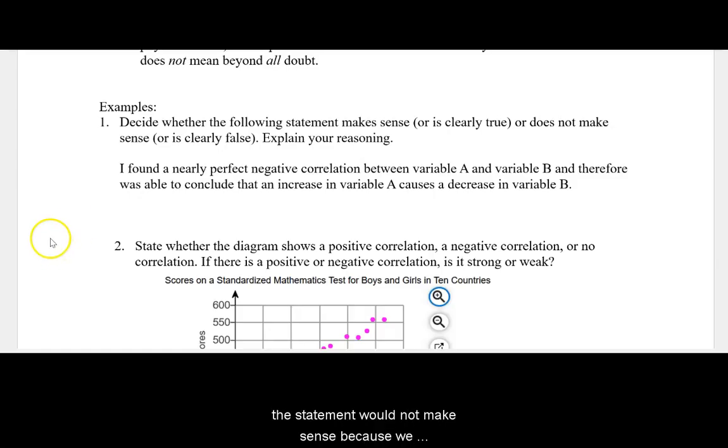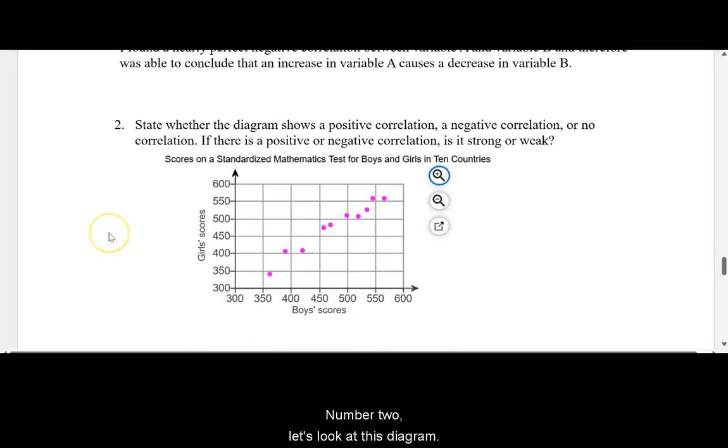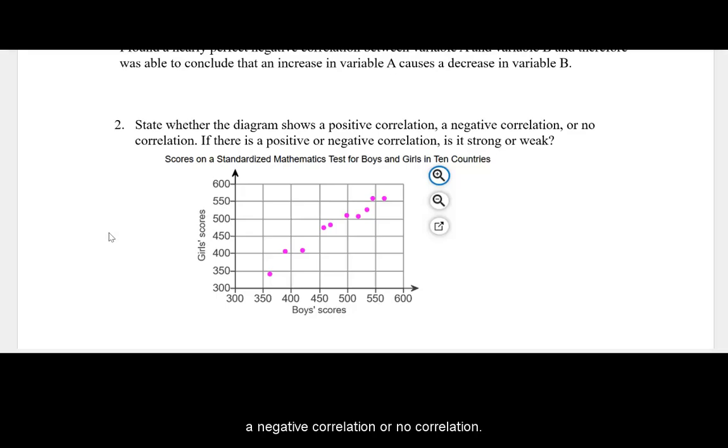So no, the statement would not make sense because we haven't investigated enough. You cannot say causation just based on correlation. Correlation just allows you now to investigate further. Number 2, let's look at this diagram. State whether the diagram shows a positive correlation, a negative correlation, or no correlation.